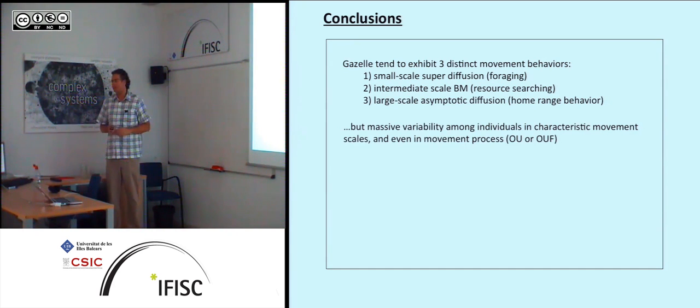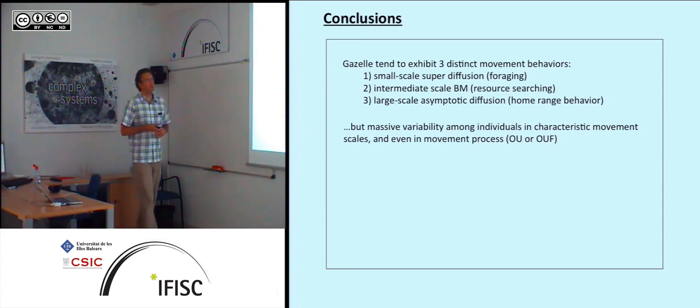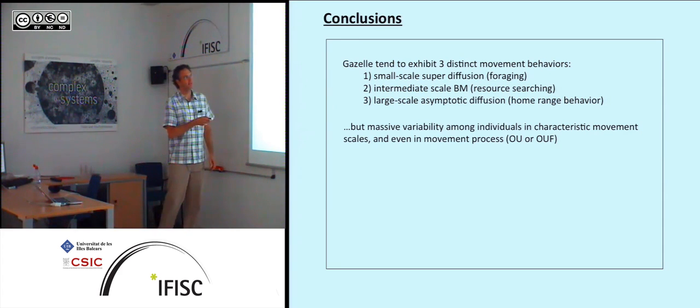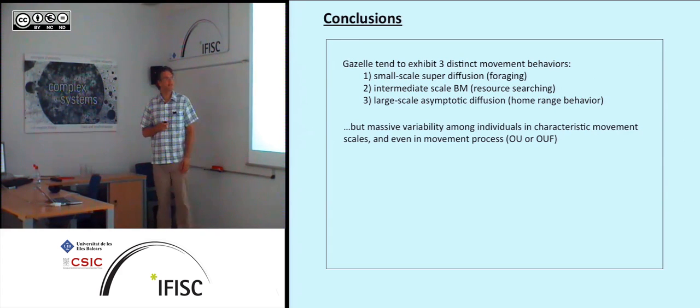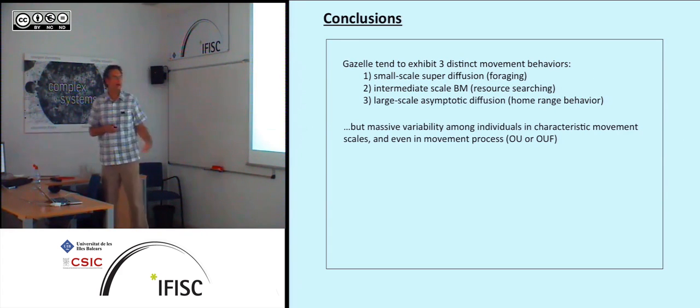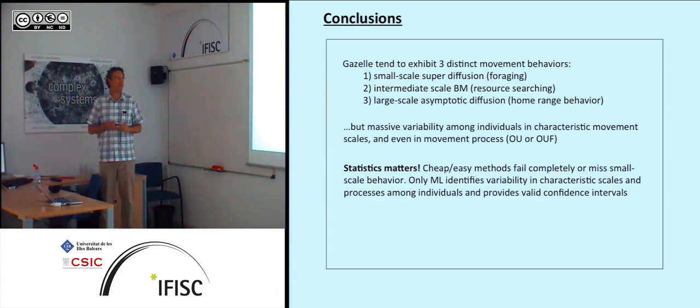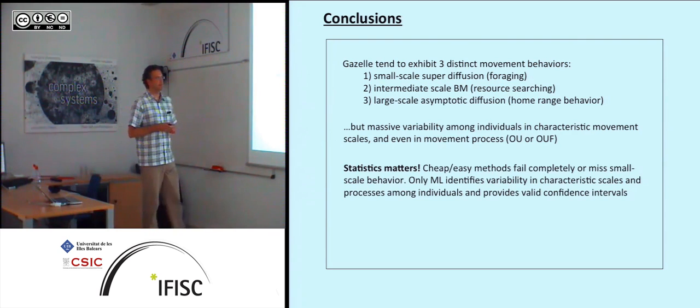But there's huge variability in movement among individuals and in the characteristic scales of these movements, and even in the process. Some individuals were more consistent with the OU than the OUF. On average, the OUF process is a better model for the animals. And figuring out why that variability exists is a challenge now.